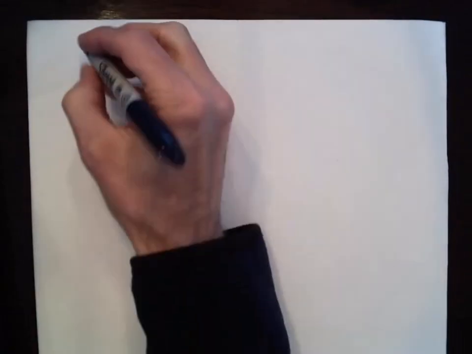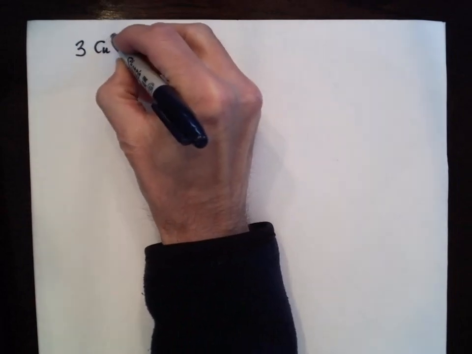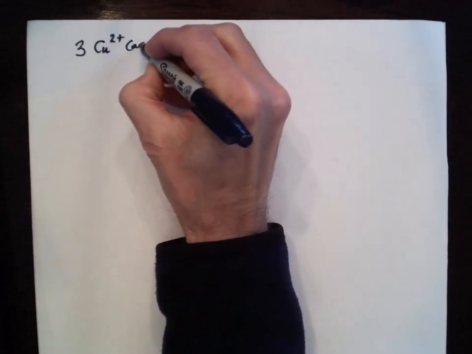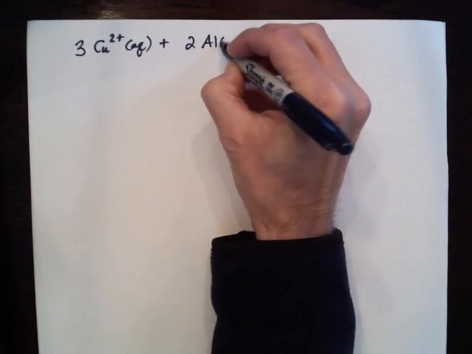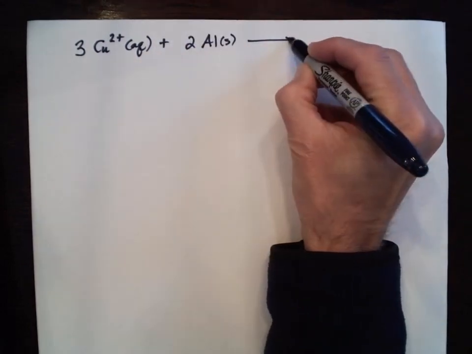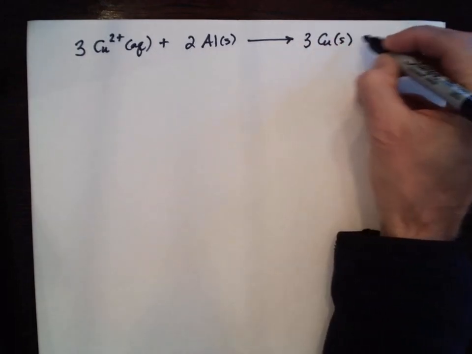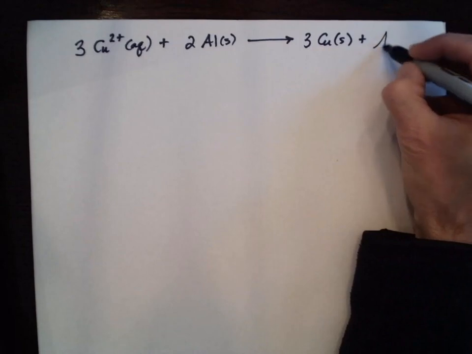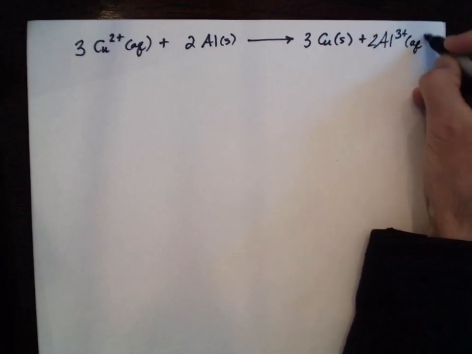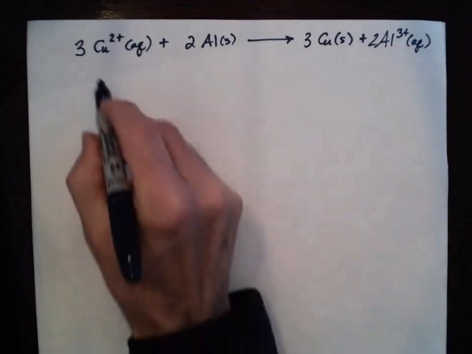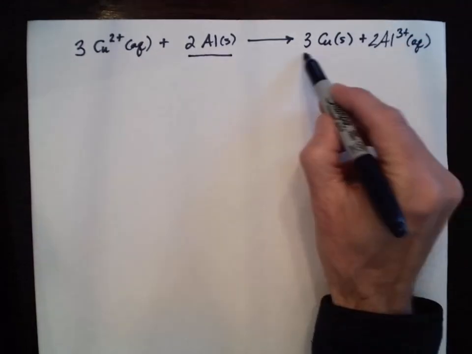All right, let's say we're interested in the kinetics of this particular reaction. We're going to look at the kinetics of 3 ions of copper 2 reacting with solid aluminum going to solid copper plus aluminum ions.